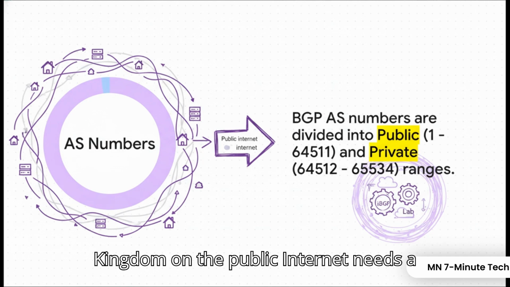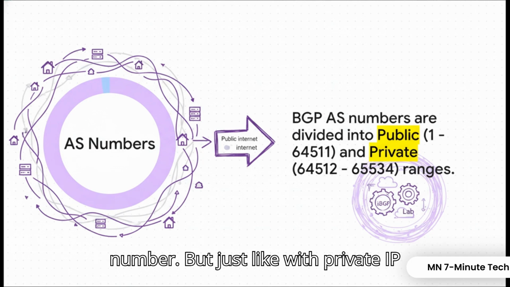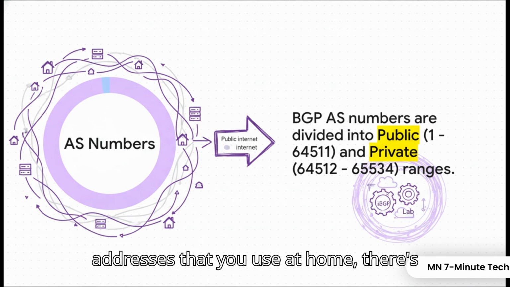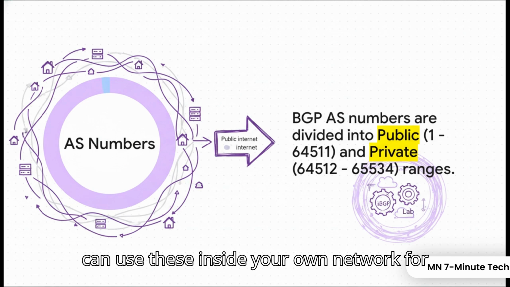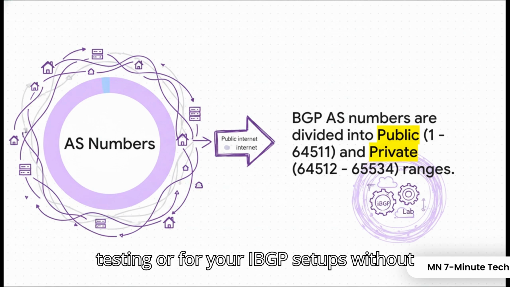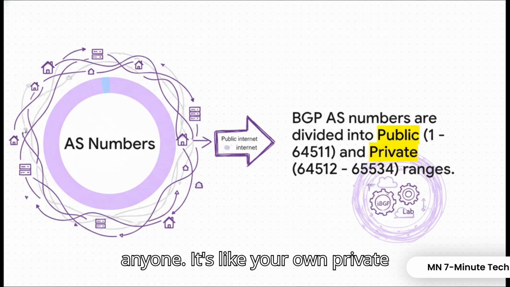So every kingdom on the public internet needs a unique address, and that's its public AS number. But just like with private IP addresses that you use at home, there's also a private range for AS numbers. You can use these inside your own network for testing or for your iBGP setups without having to ask for permission from anyone. It's like your own private sandbox.